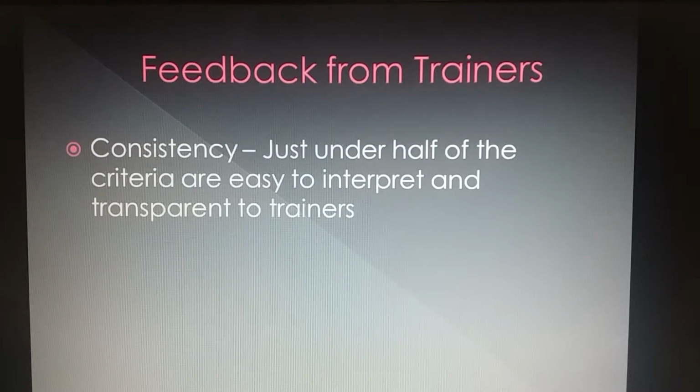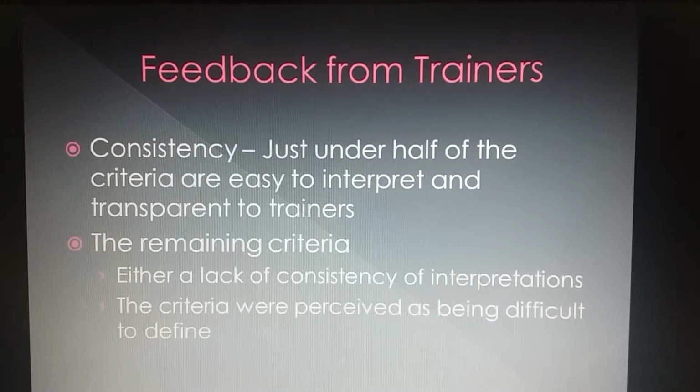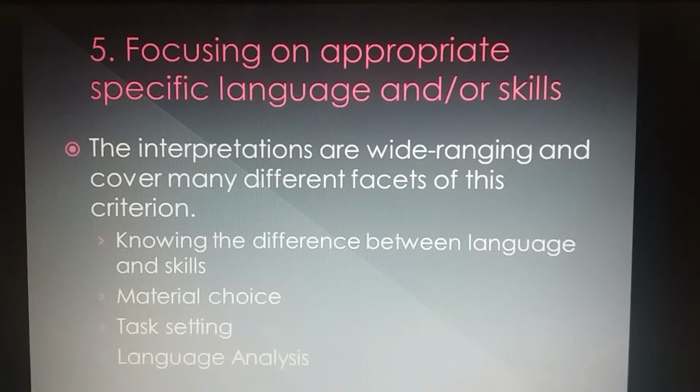And the feedback from trainers: just under half of the criteria are easy to interpret and transparent to trainers because their responses were consistent, but for the remaining criteria the responses were not consistent, maybe because of the interpretations, or the criteria were perceived as being difficult to define. To give a specific example, in the article, criterion 5 is given, which focuses on appropriate specific language and or skills.